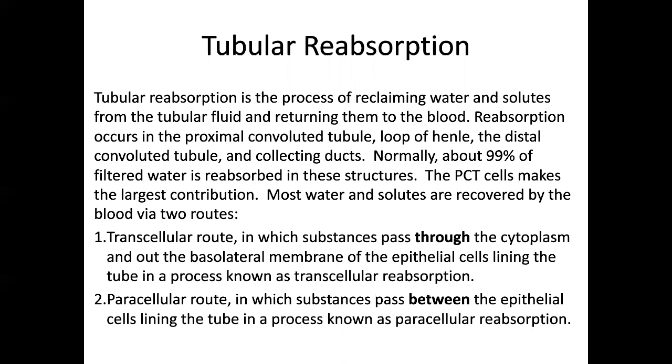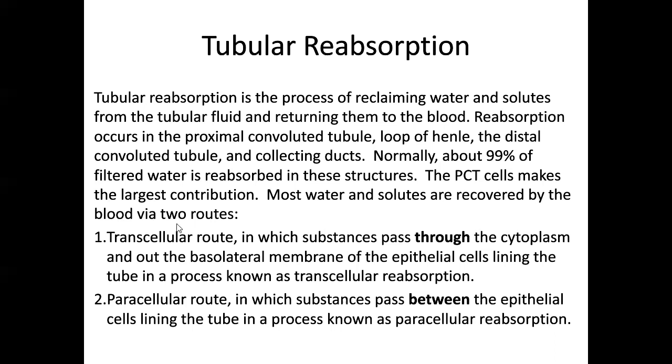And once again, I say it sounds stupid, and it kind of really is, why we do it. It just is the way we do it. As far as the largest contribution, it's the proximal convoluted tubule that does the most as far as returning of that water. And most of our water and solutes are recovered by our blood via two routes, what we call the transcellular route and the paracellular route. And if you don't remember, the prefix trans means across or through. And that's why I bolded it, and I believe you have to fill in this blank.